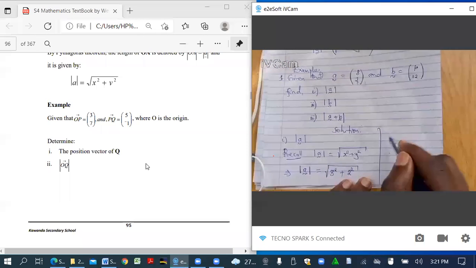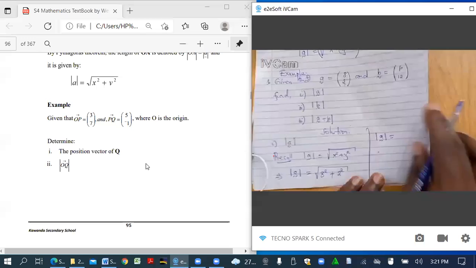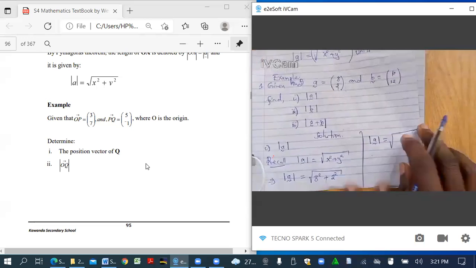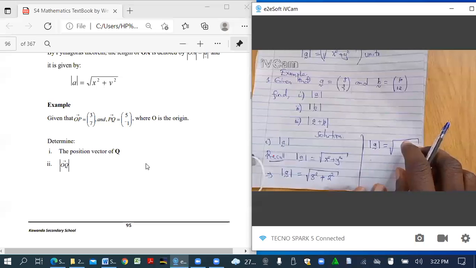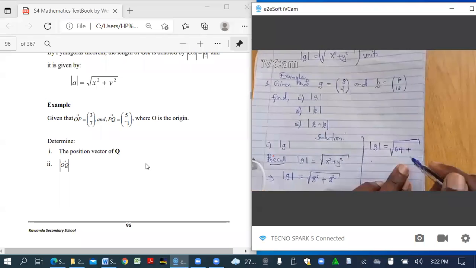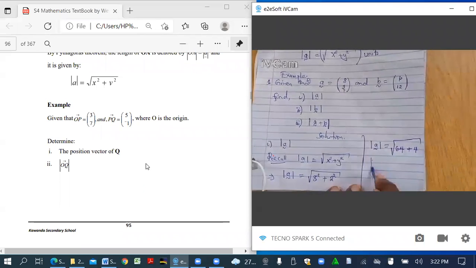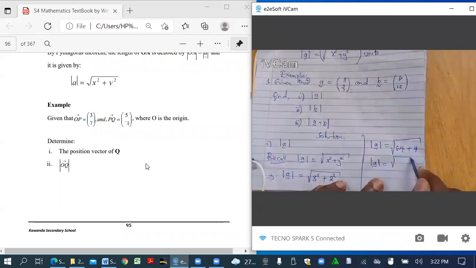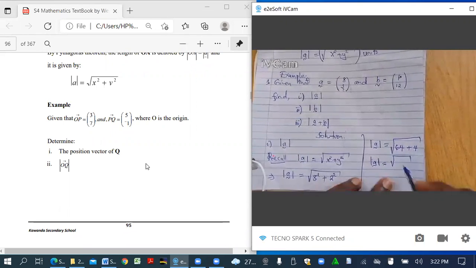So the magnitude of A will be equal to the square root of 8 squared. What do we get for 8 squared? 64. Plus 4. So the magnitude of A becomes the square root of 64 plus 4. We get 68.